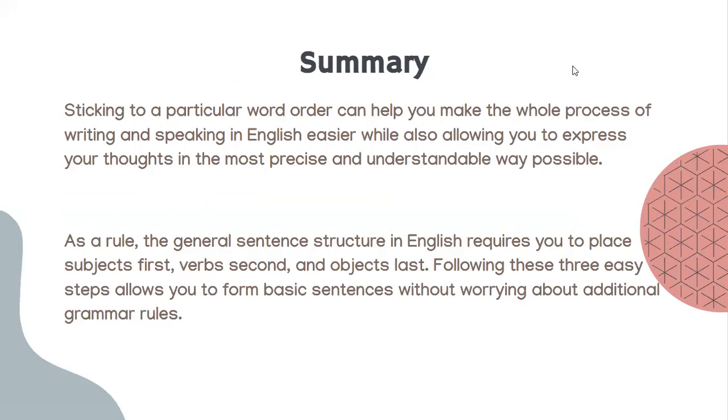Our summary, sticking to a particular word order can help you make the whole process of writing and speaking in English easier, while also allowing you to express your thoughts in the most precise and understandable way possible. As a rule, the general sentence structure in English requires you to place subjects first, verbs second, and objects last. Following these 3 easy steps allows you to form basic sentences without worrying about additional grammar.